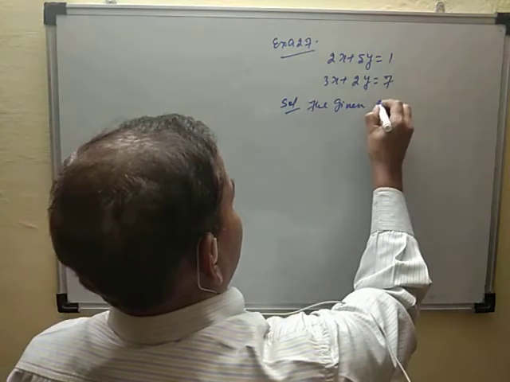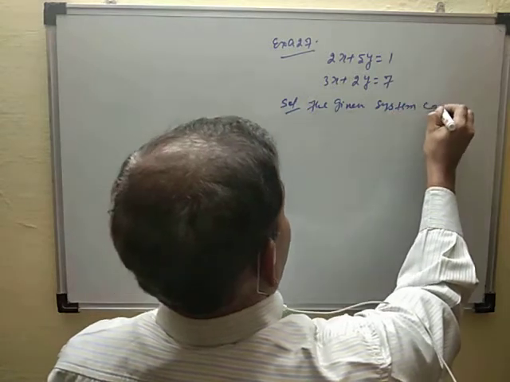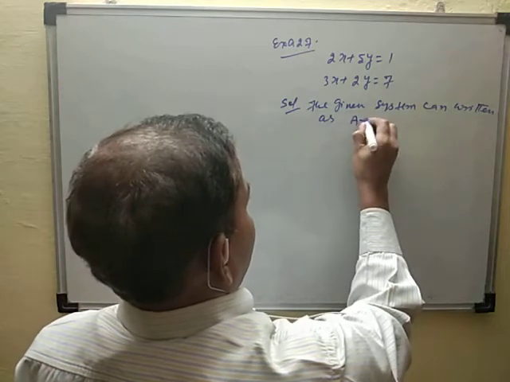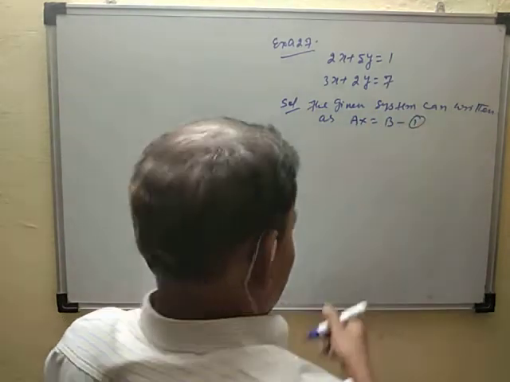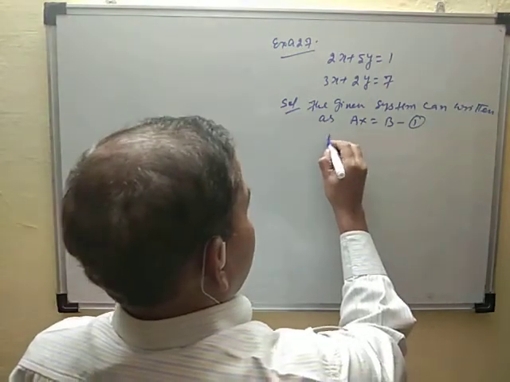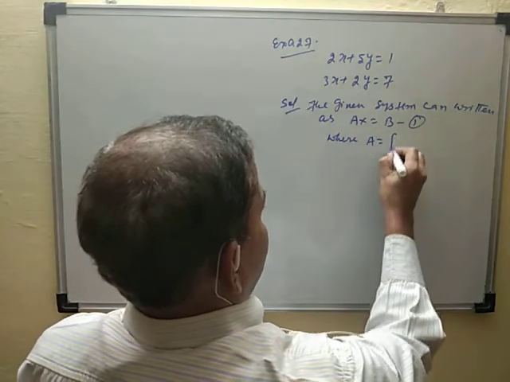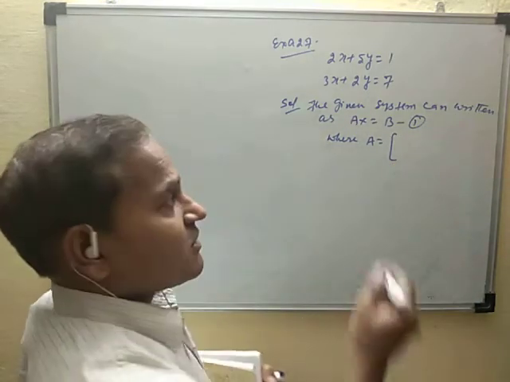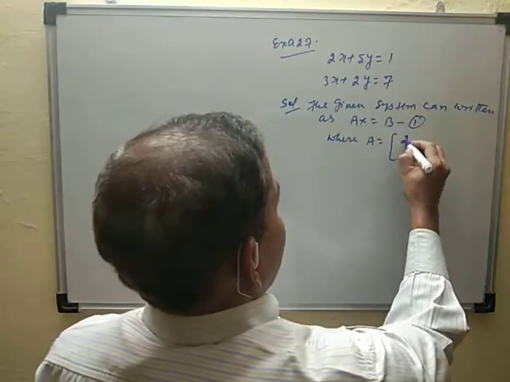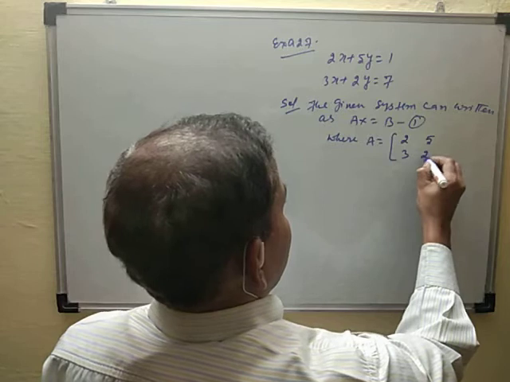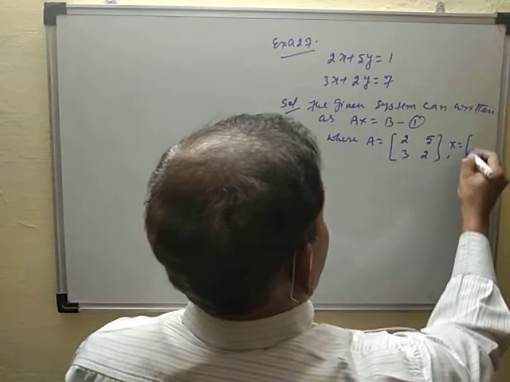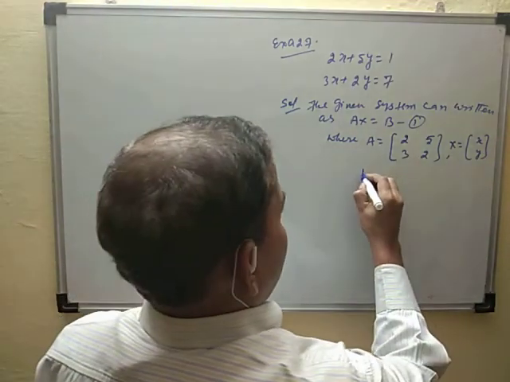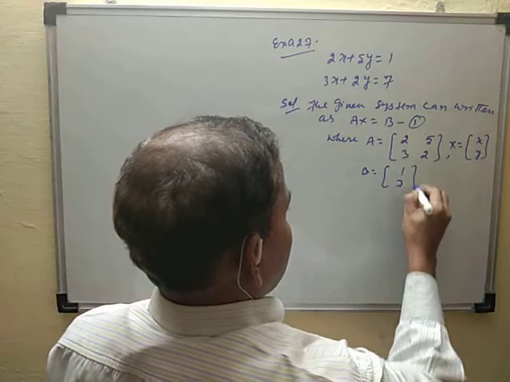The given system can be written as AX is equal to B. Call it (1). Where A is a matrix whose entries are all coefficients of x and y. So in the first equation, what are the coefficients? 2, 5. Second equation 3, 2. And capital X is equal to the variable terms, that is only 2 variables, so x, y, and B is equal to the constant terms, that is 1, 7.